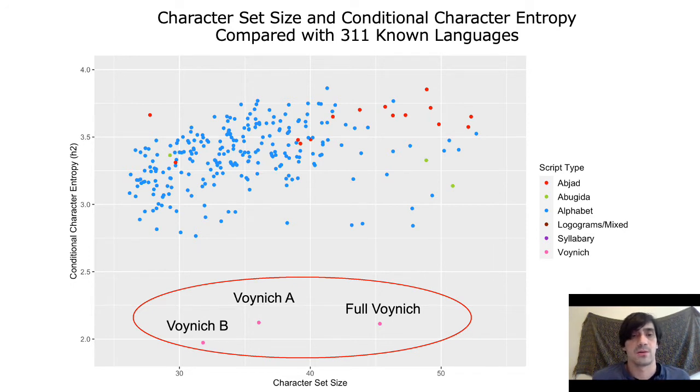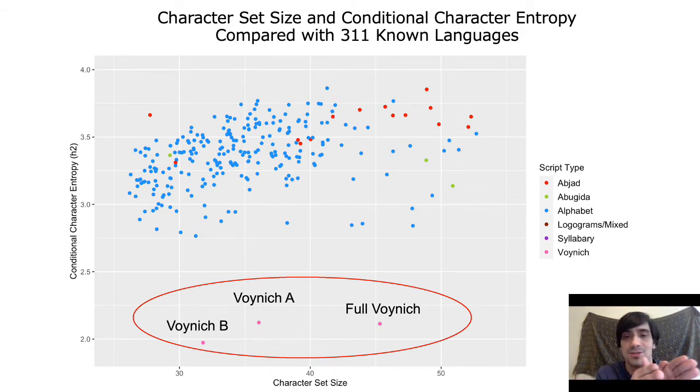We've compared Voynich to 311 different language texts. These were compiled from Wikipedia versions of different languages, so each dot represents a different language text. The blue dots are all text written in alphabets, and so you can see they are the closest to Voynich. Abjads tend to have a little higher conditional character entropy. These are like Arabic and Hebrew. But these are all a lot closer to Voynich than the other script types.